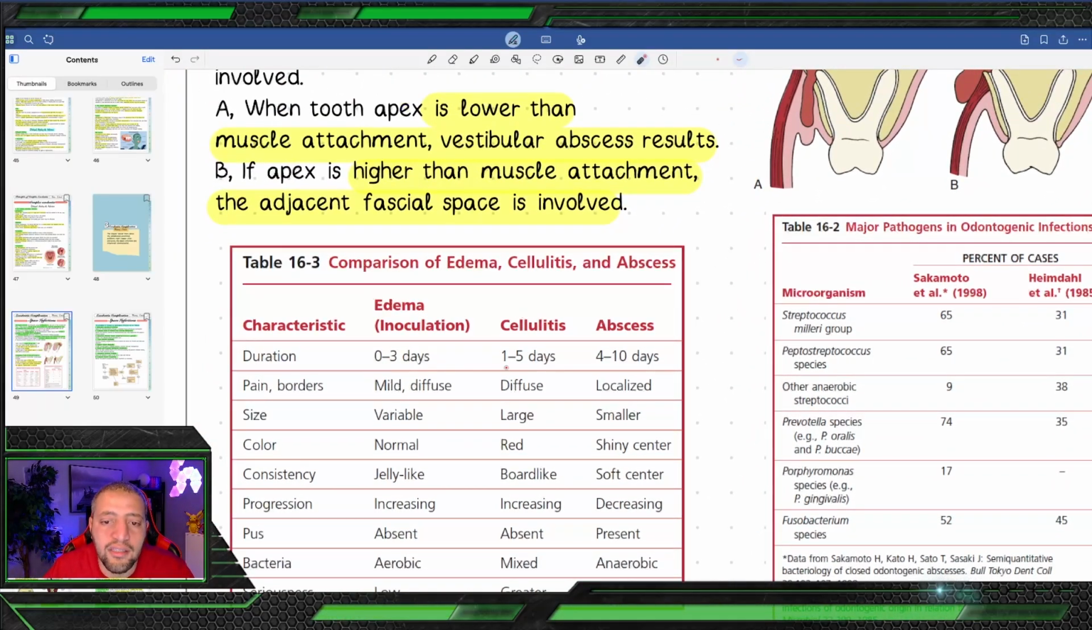0 to 3 days, cellulitis 1 to 5 days, abscess 4 to 10 days. The main difference between cellulitis and abscess is the border. In the cellulitis, we have diffuse. In the abscess, we have localized.